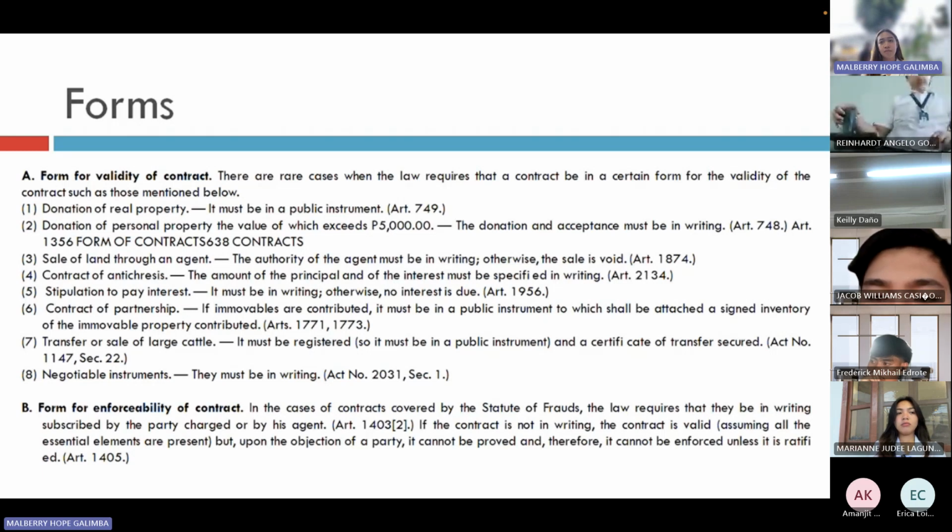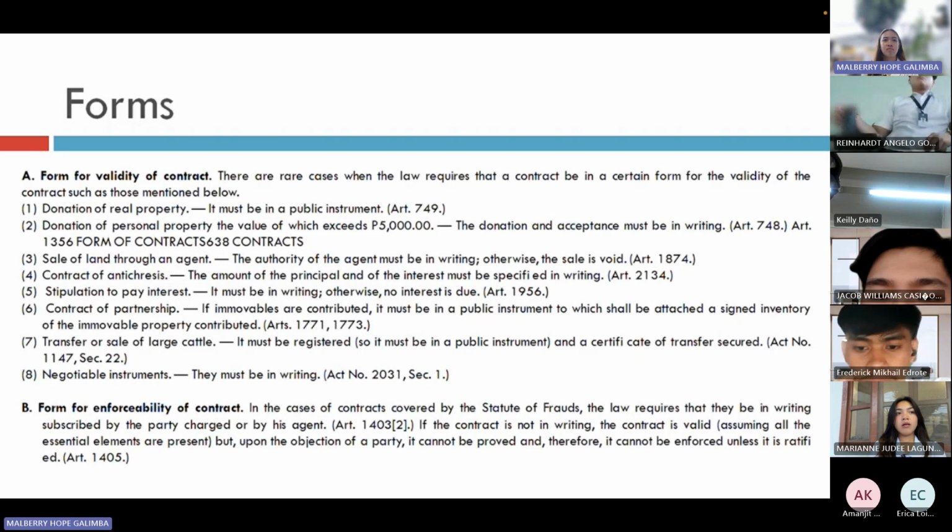Now, in the cases of contracts covered by the statute of frauds, the law requires that they be in writing, subscribed by the party charged or by his agent. If the contract is not in writing, the contract is valid, assuming all the elements are present, such as object, cause or consideration, and consent. But upon the objection of a party, it cannot be proved and therefore it cannot be enforced unless it is ratified, because unenforceable contracts are valid contracts. It's just that the court cannot enforce the contract against the other party and it is subject to ratification.